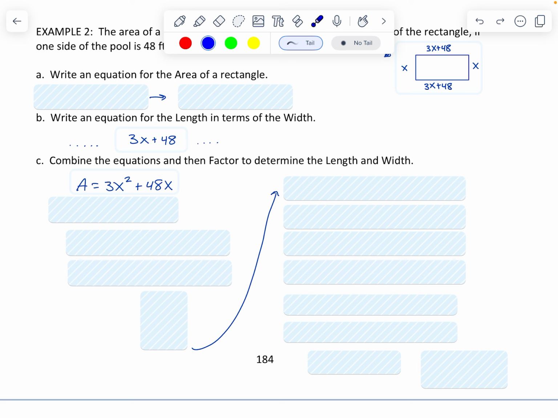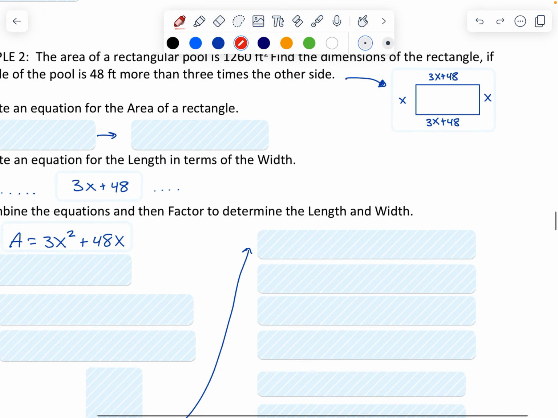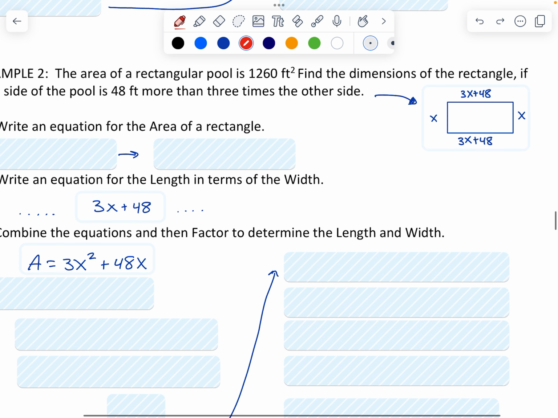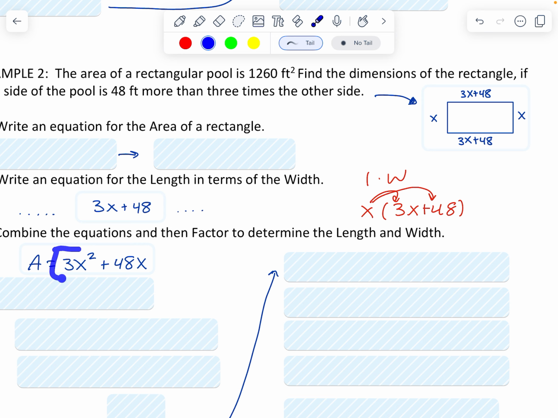When we are finding the area of a rectangle, and this isn't necessarily something that we have talked about, your equation for an area of a rectangle is length times width. In this case, your length is x and your width is 3x plus 48. So I can just take that x, distribute it. That's how I get 3x squared plus 48 times x.